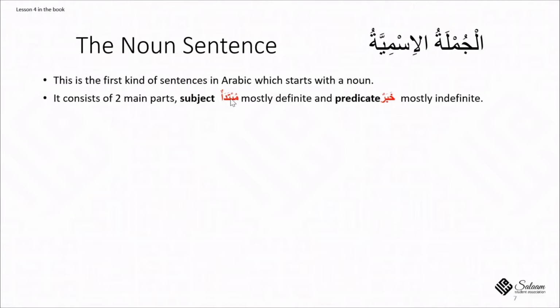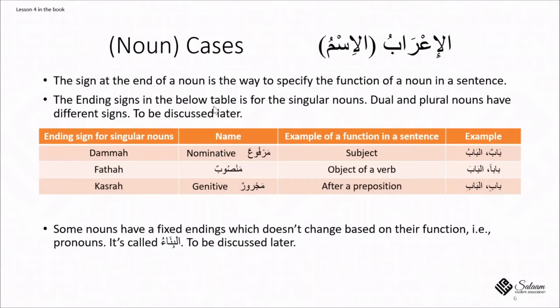Okay, do I need to memorize these? No, you don't. But have it in mind, we have a subject and predicate. I am not so familiar with the English translation, so I'm just saying mubtada and khabar. The first word is going to be mubtada. It's mostly a definite word. The second word is going to be khabar, and it's mostly an indefinite word. Both parts of the noun sentence are marfu'a, nominative. So if you go back just a little bit, both parts will have dhamma.